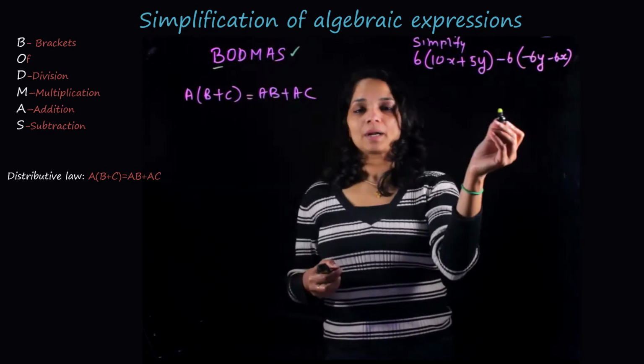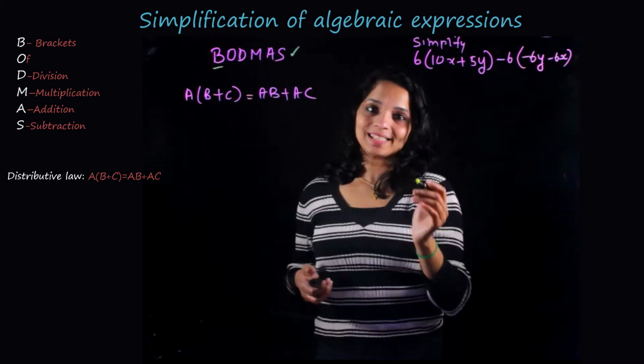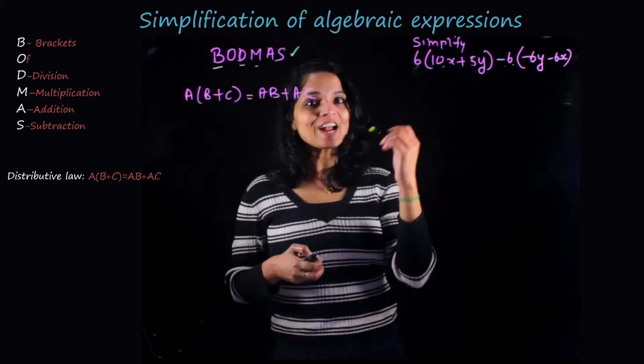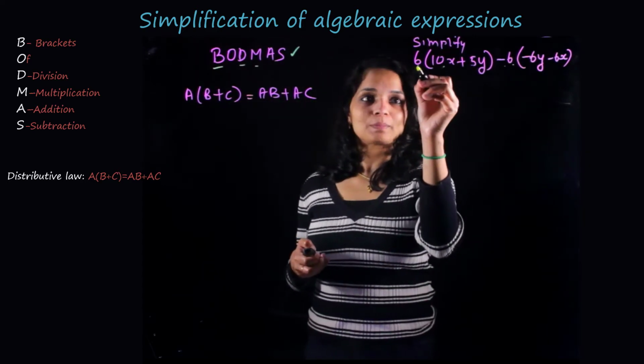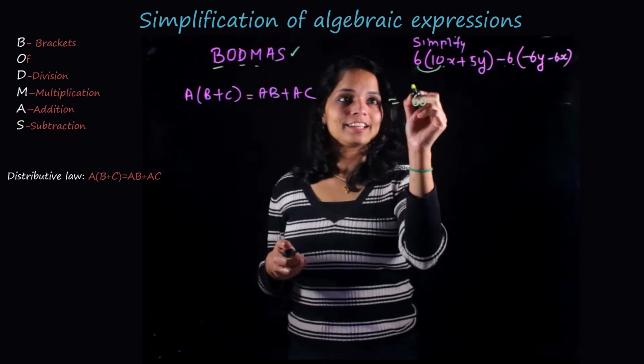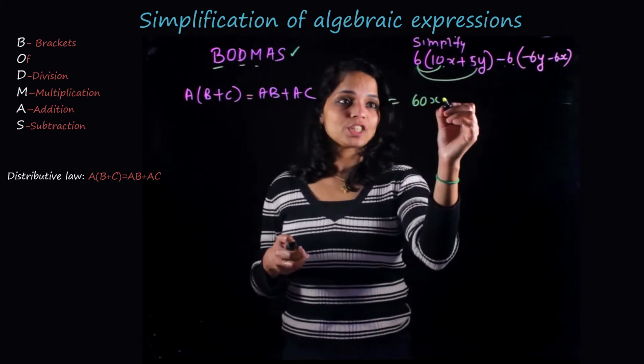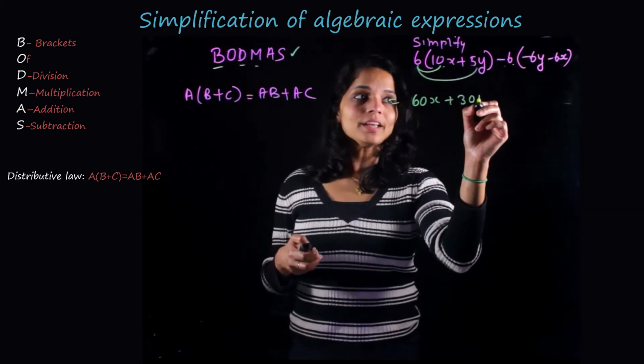And to evaluate the bracket, we need to use the distributive law. A times (B plus C) is AB plus AC. Okay, so let's start with the brackets. We need to first multiply 6 with 10x, which is 60x. And then we need to multiply 6 with 5y, which is 30y.